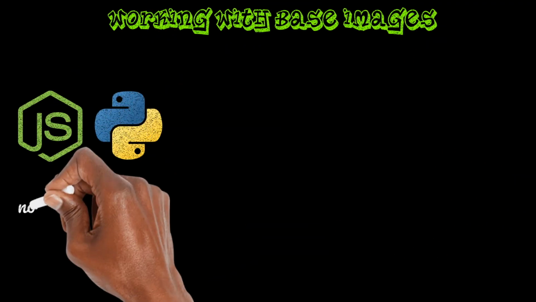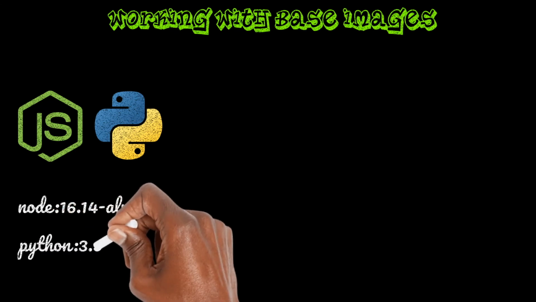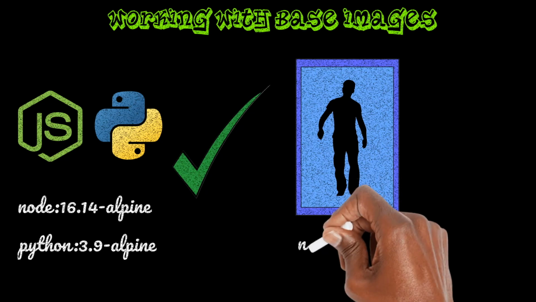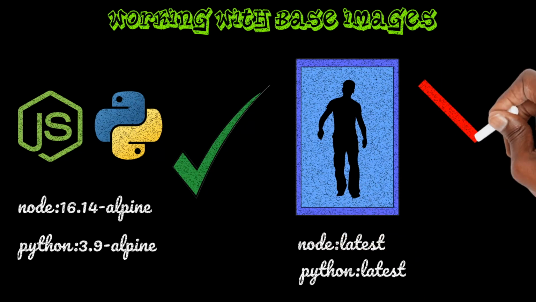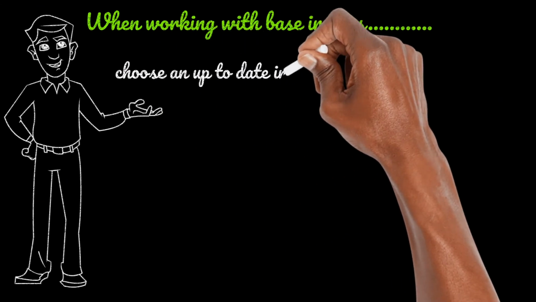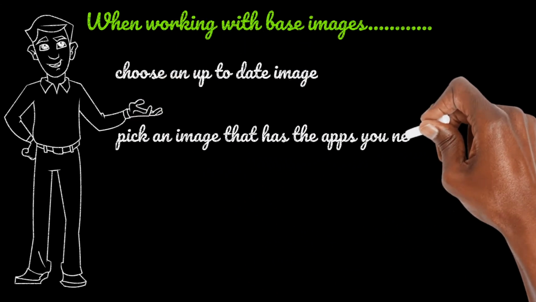Best practice number 8, working with base images. When choosing a base image for your Docker file from Docker Hub, make sure you select a specific version. Where possible, don't select an image with the latest tag. We saw the consequences of this earlier. When working with Docker base images, choose an image that is up to date and has just the applications that you need.